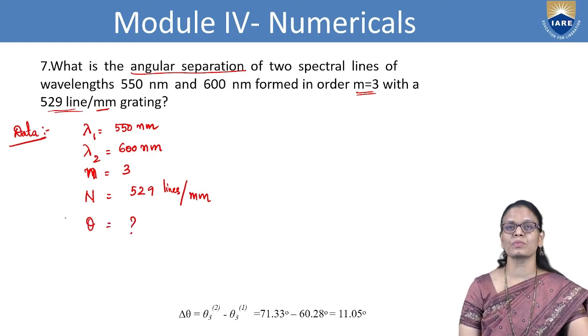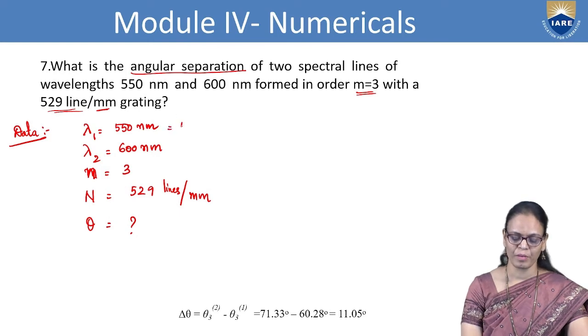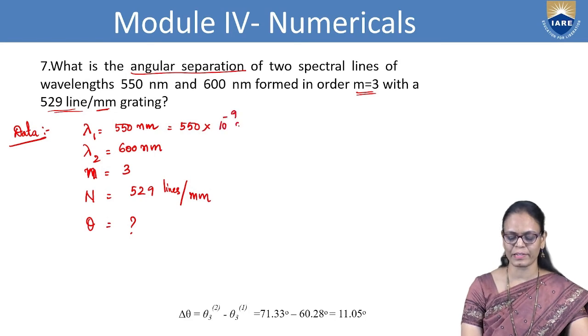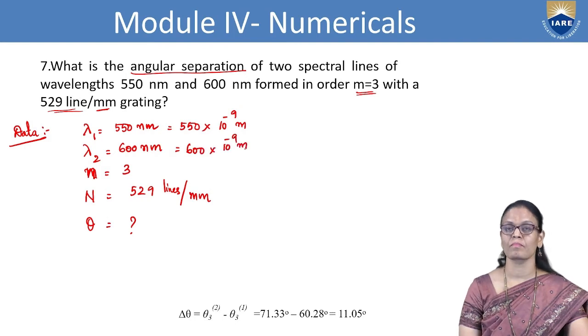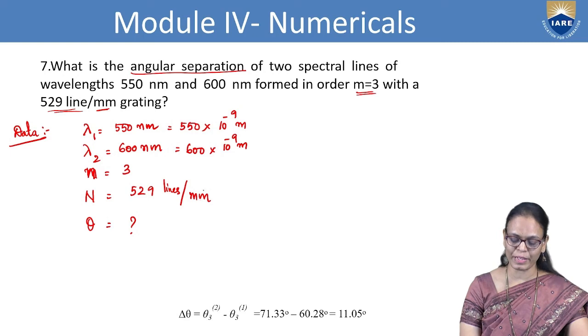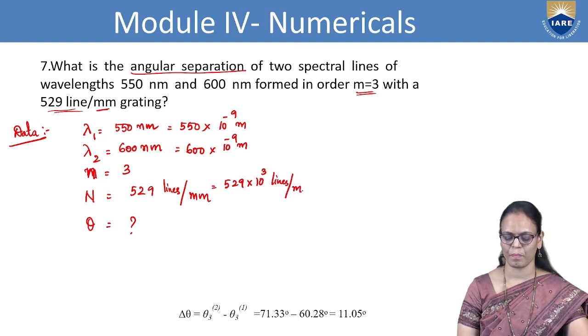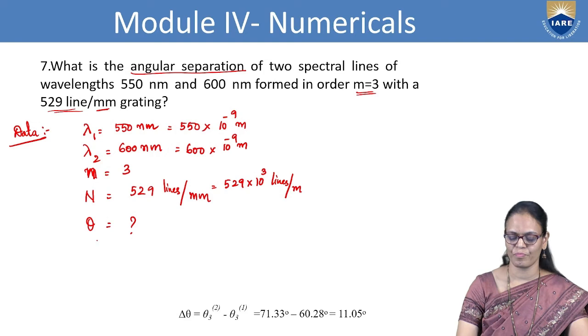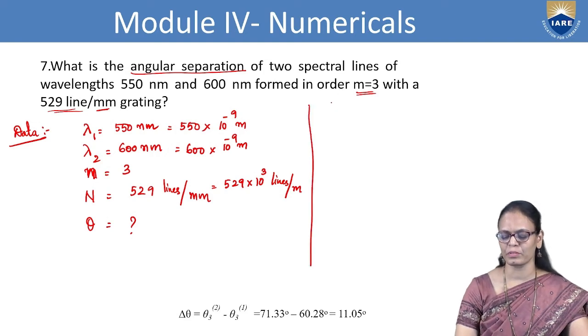So let us first do the conversion, because that is important here. This is given in nanometer, 10 power minus 9 meter. This is 600 into 10 power minus 9 meter. And this is per millimeter. So we get 529 into 10 power 3 lines per meter. We have to find theta. So write the formula.